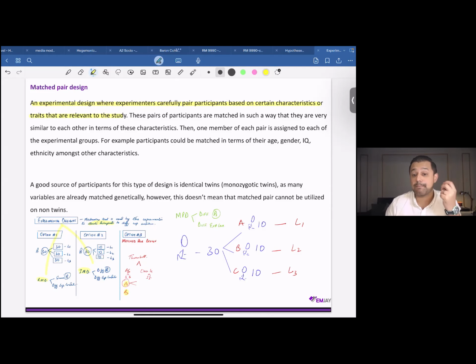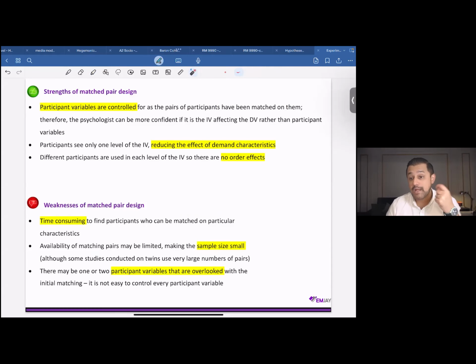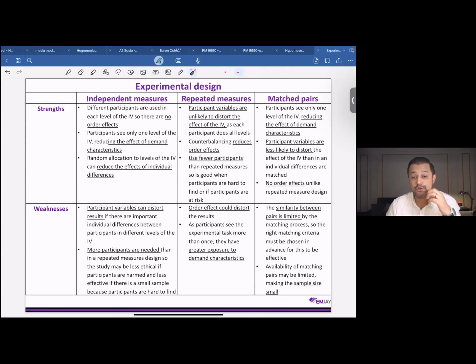These pairs of participants are matched in such a way that they are very similar to each other in terms of these characteristics. We do this to avoid participant variables, which are the differences amongst participants that might lead to differences in results. There are certain strengths and weaknesses of matched pair design that you would want to read. I'd suggest you pause this video here and read through the strengths and weaknesses of the 3 different experimental designs.